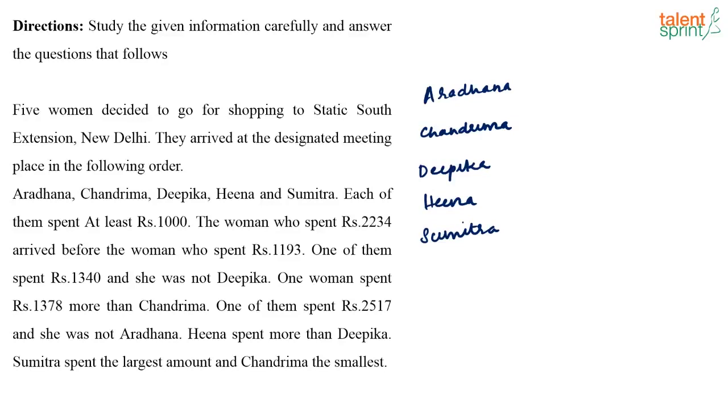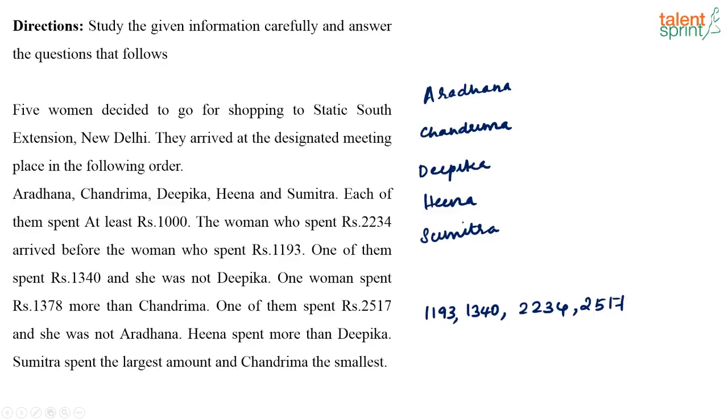Each of them spent at least ₹1000. The woman who spent 2234 arrived before the woman who spent 1193. So there is one person who has spent 2234 rupees. There is another person who has spent 1193 rupees. There is one other person who has spent 1340 rupees, and there is one more person who has spent 2517 rupees. So this is the information that is given to us.